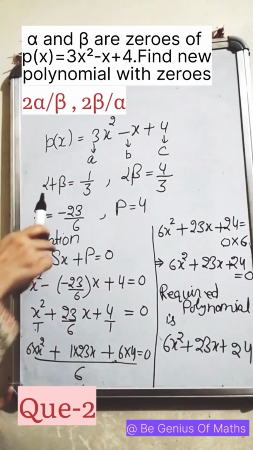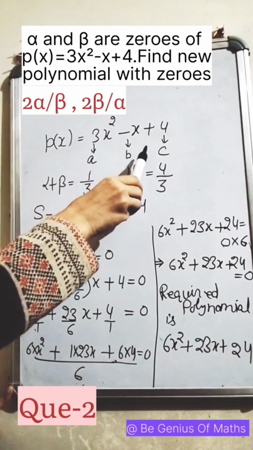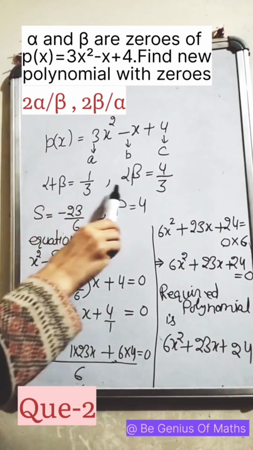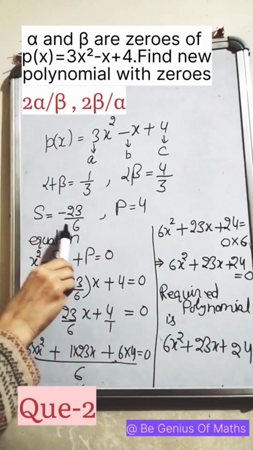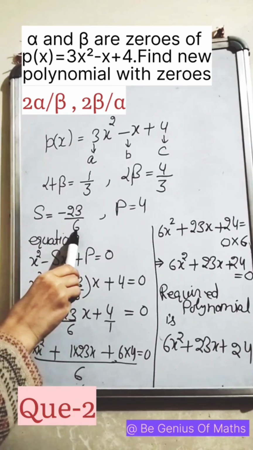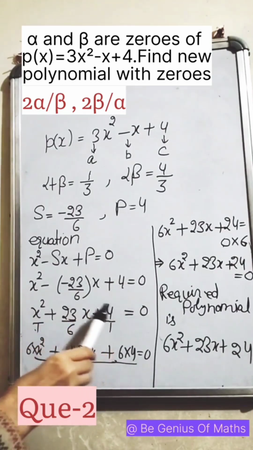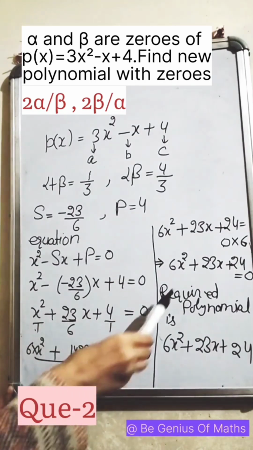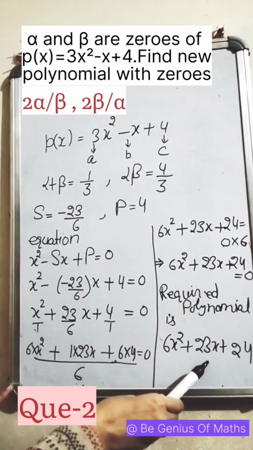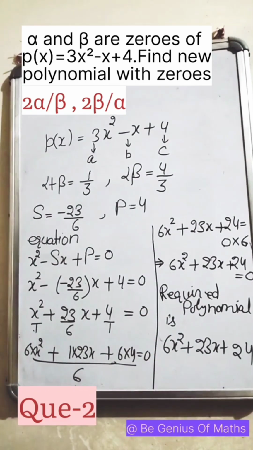So how to solve this? First find from the polynomial alpha plus beta and alpha into beta, then the new sum, then the product of new zeros, and by using them the new equation, and from this equation the required polynomial can be obtained.